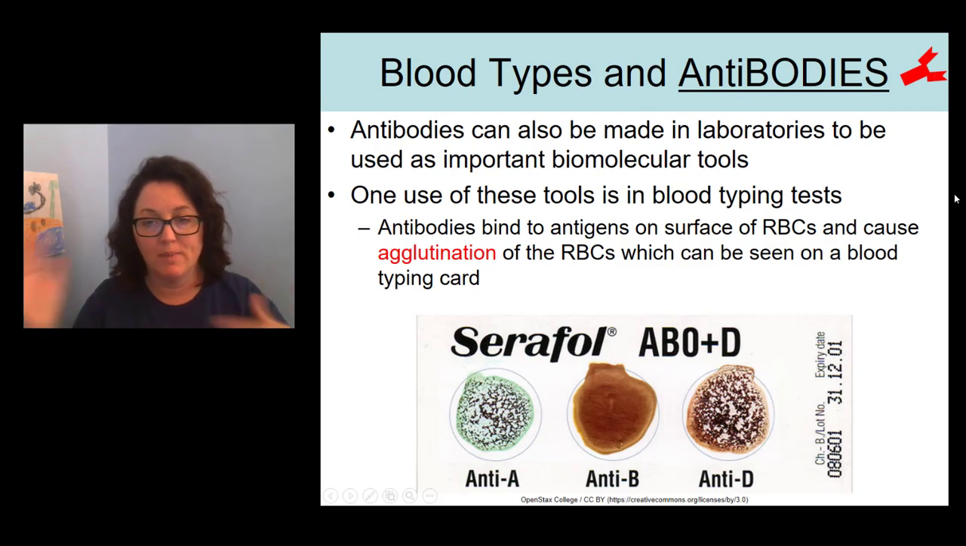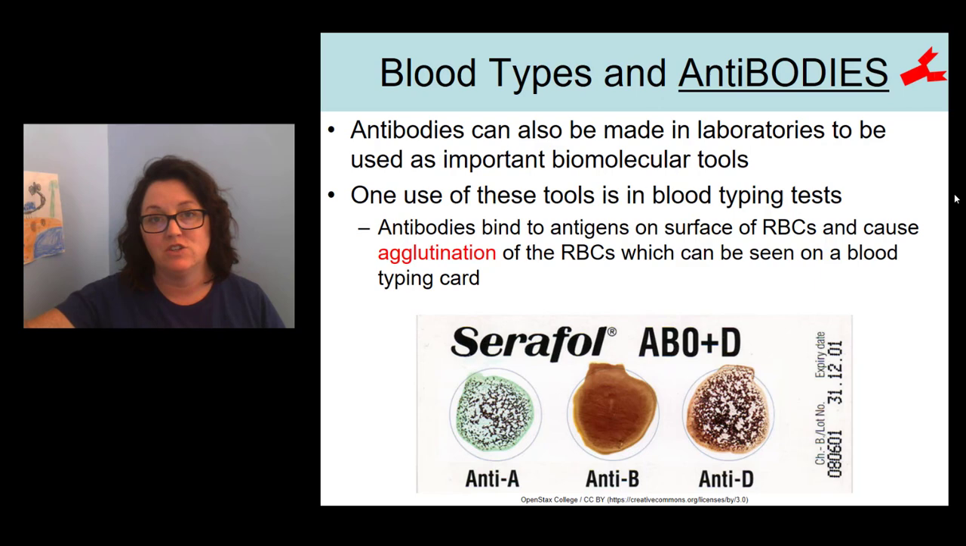So why do we care about this whole antibody stuff when it comes to blood types, right? One of the reasons is because antibodies can actually be made in laboratories and then can be used in the process to figure out someone's blood type. So basically we use antibodies as biomolecular tools, okay? So we use antibodies on blood typing tests, right?